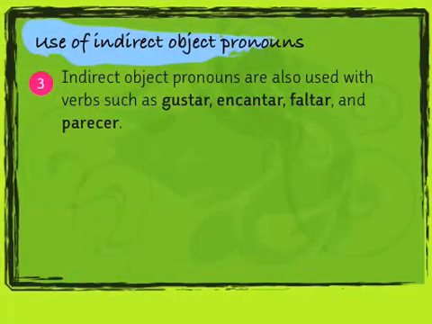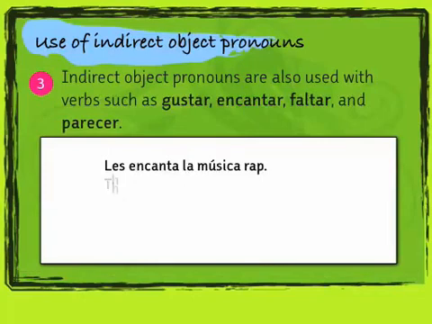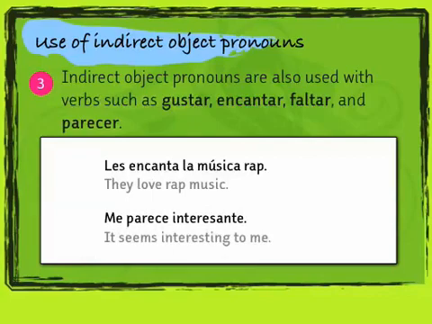Indirect object pronouns are also used with verbs such as gustar, encantar, faltar, and parecer. Les encanta la música rap. They love rap music. Me parece interesante. It seems interesting to me.